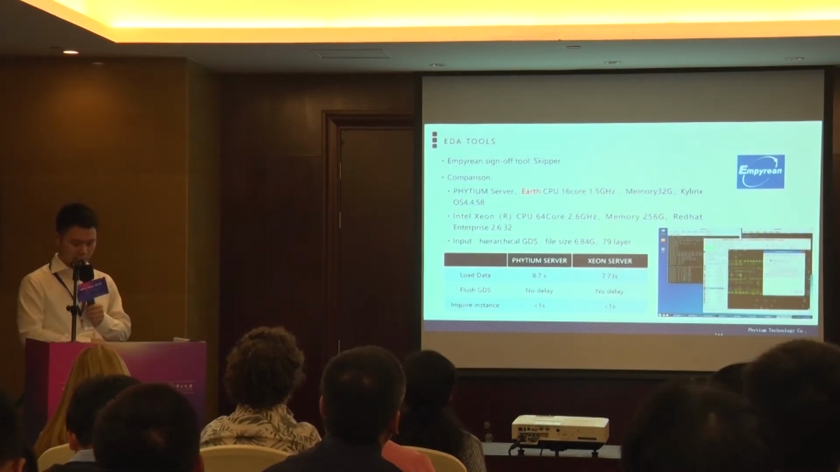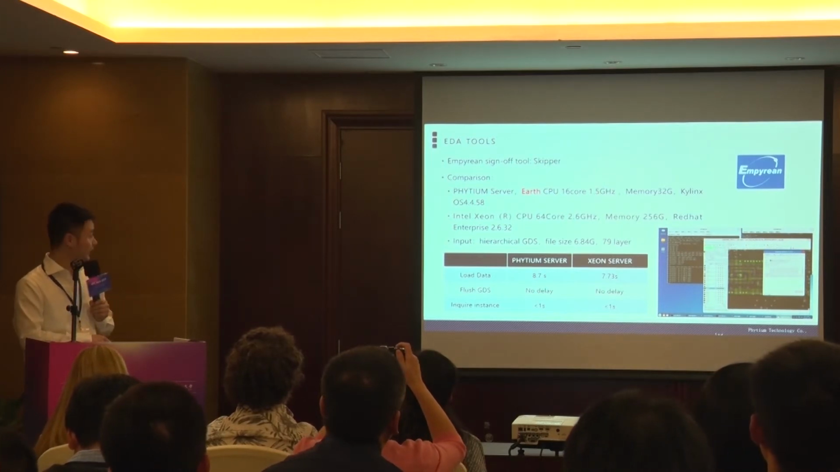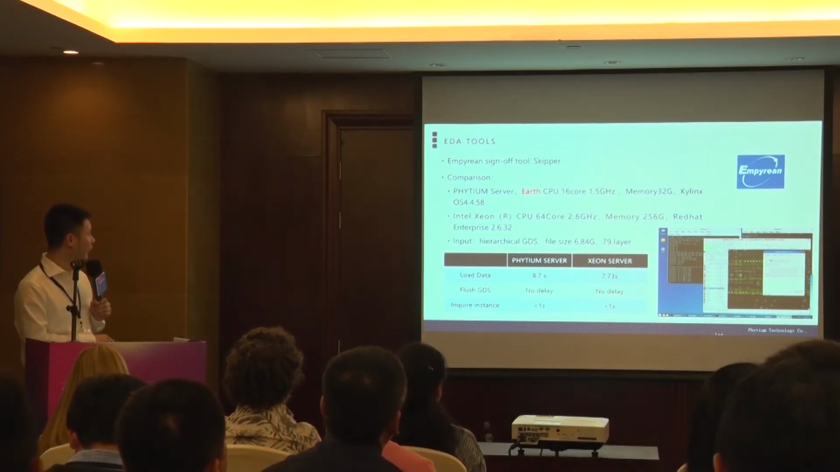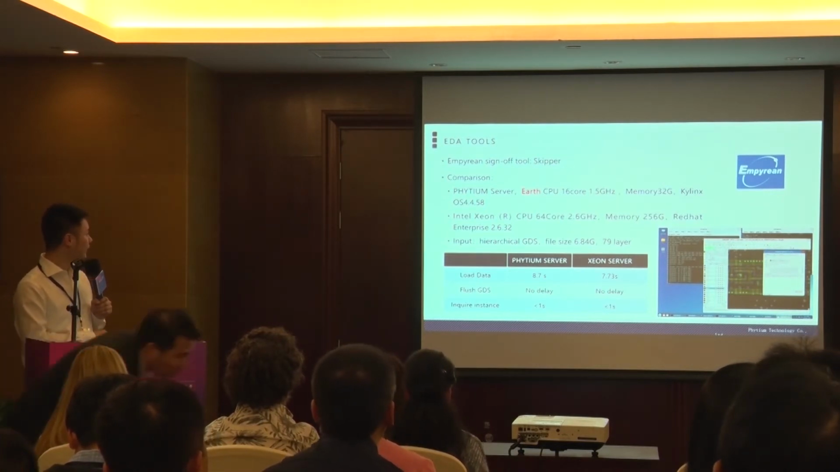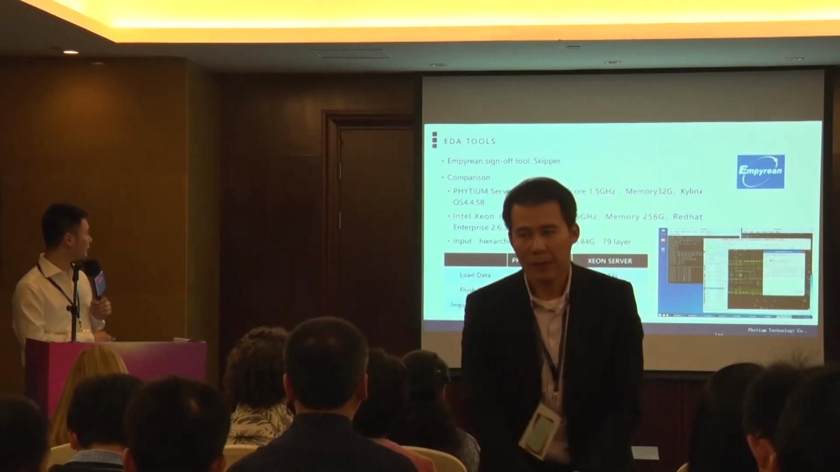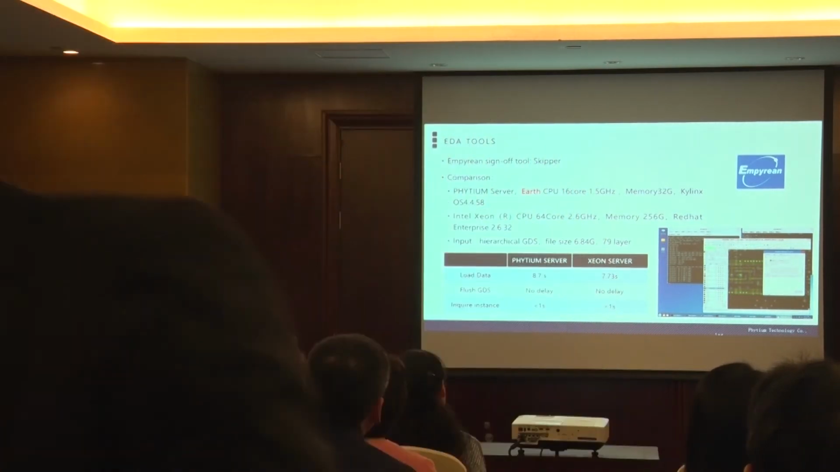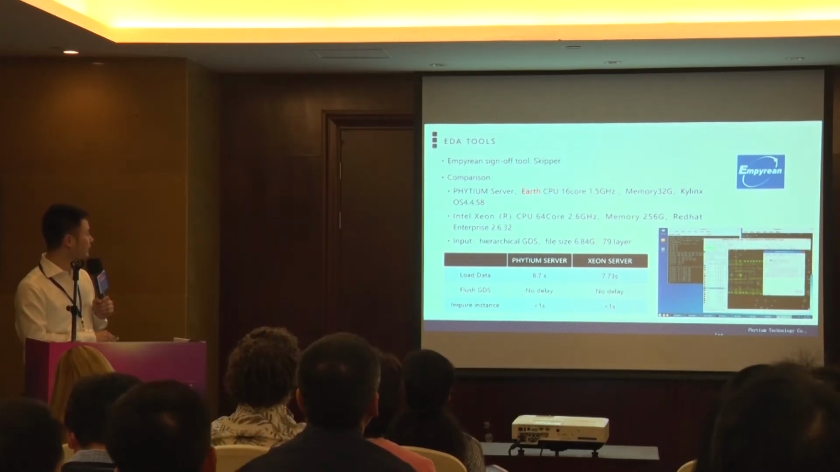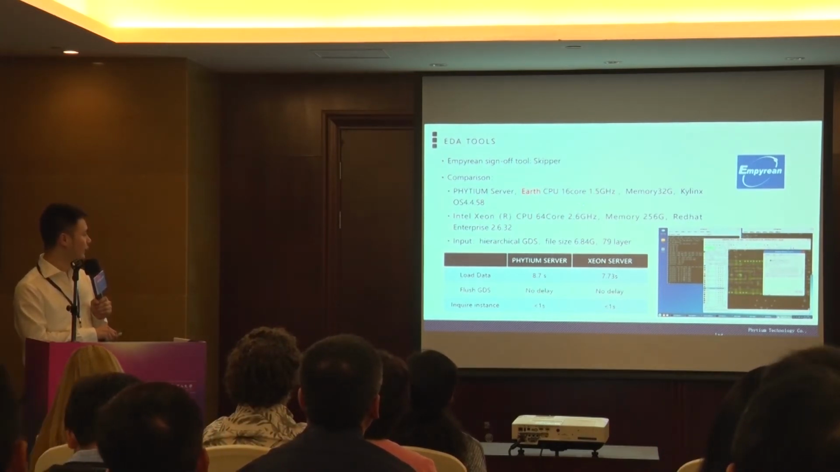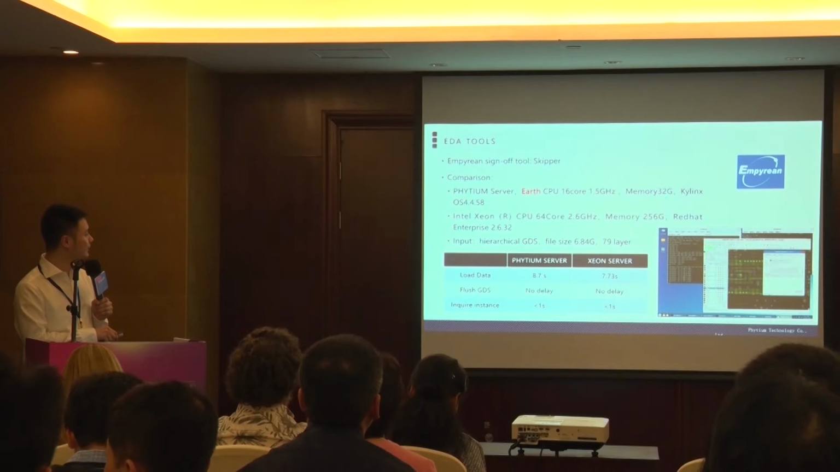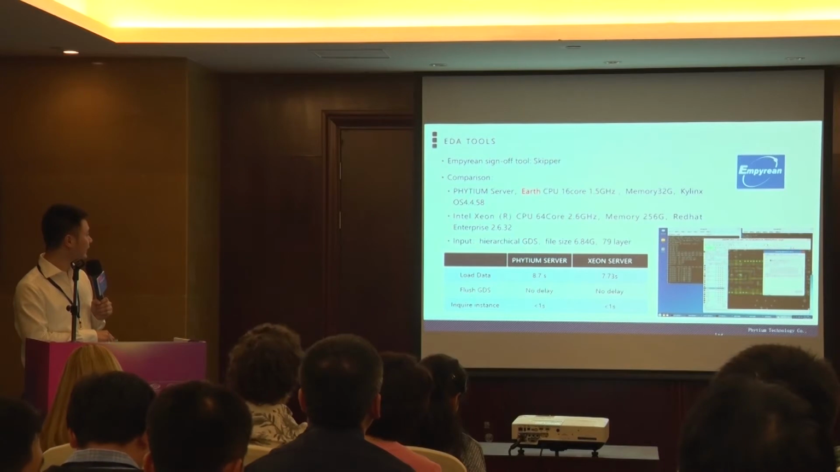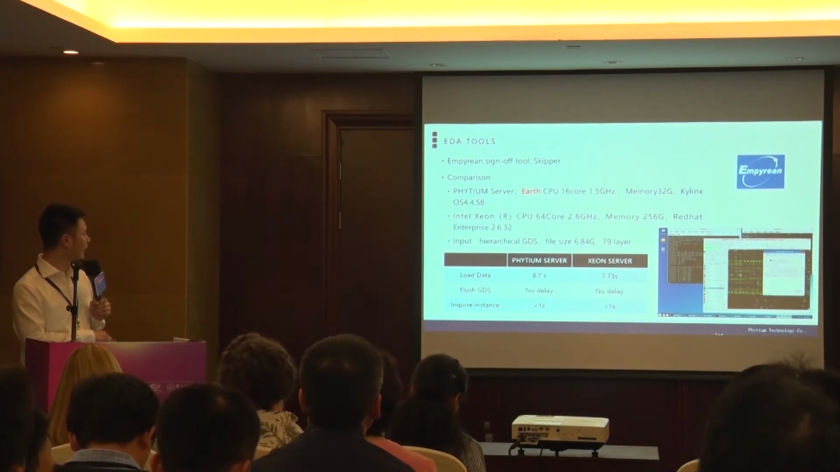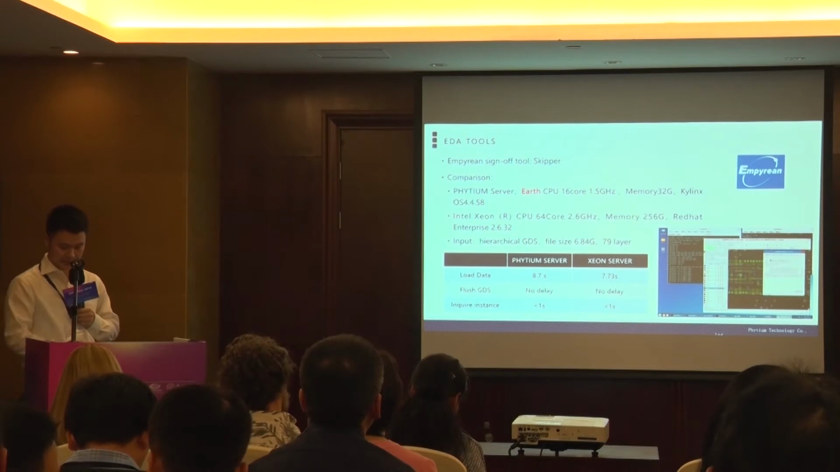And about the EDA tools, I need to mention here that Empyrean have ported their tools to our Phytium CPUs. And we have done some comparison between the Phytium server and the ZM. This is the S CPU, existing cores. The frequency is 1.5 gig, and the memory is 32 gigabytes. And we can see here, the load date and inquire instance is nearly the same.